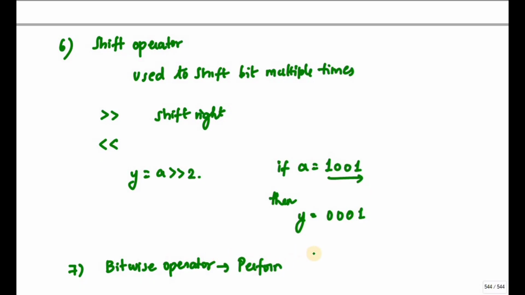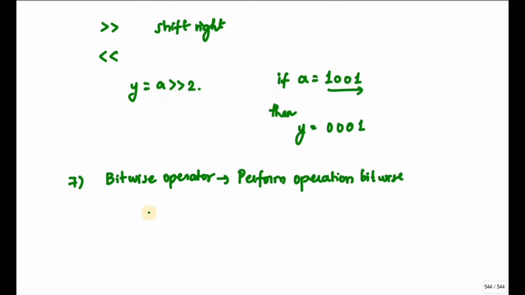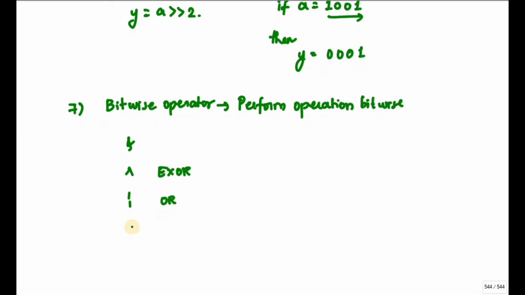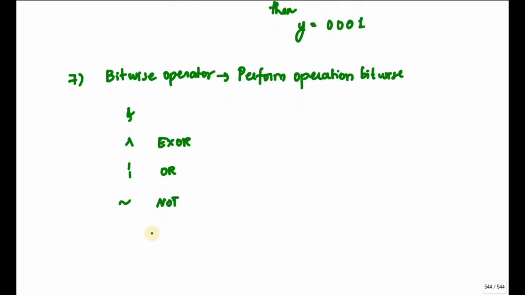The next one is the bitwise operator. It performs the operation bitwise. There are symbols for AND, XOR, OR, and this is the symbol for NOT.